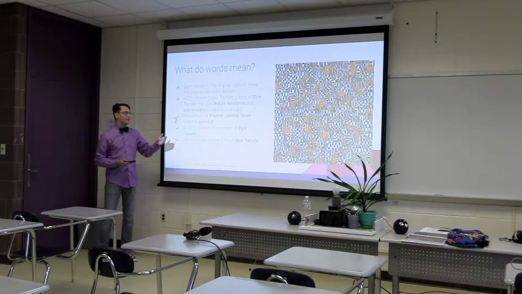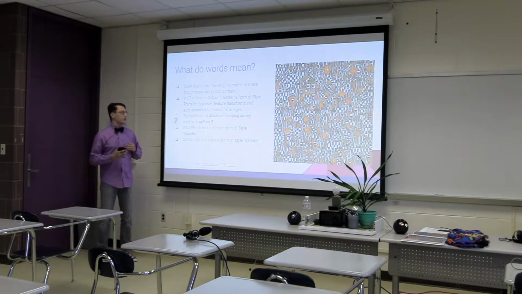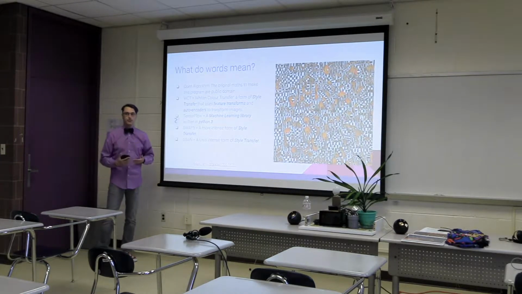It's a form of style transfer, and it uses feature transforms, a term used in machine learning, to create an autoencoder, another term in machine learning, to transform the style, color, lighting, and texture from one image to another image without needing to retrain every time you have to use it.